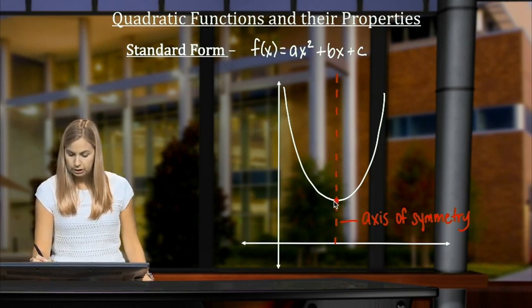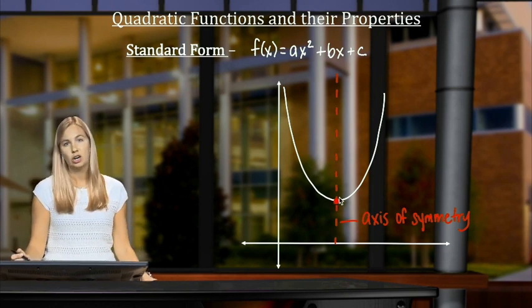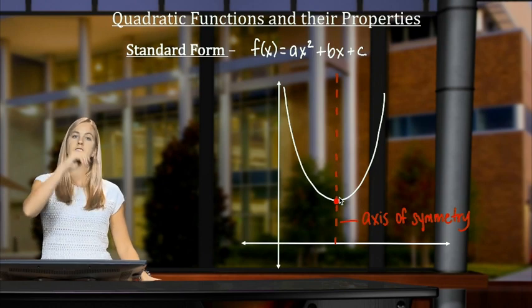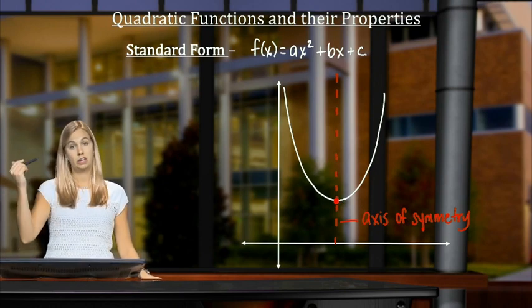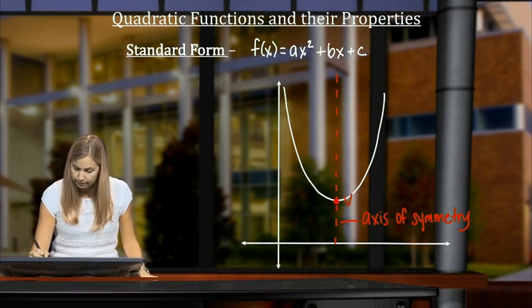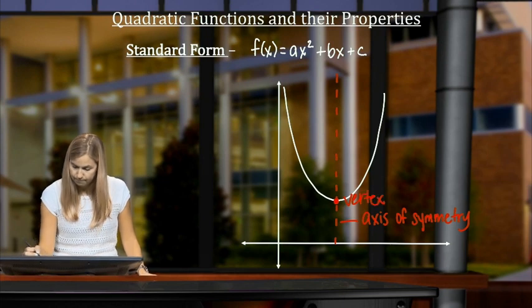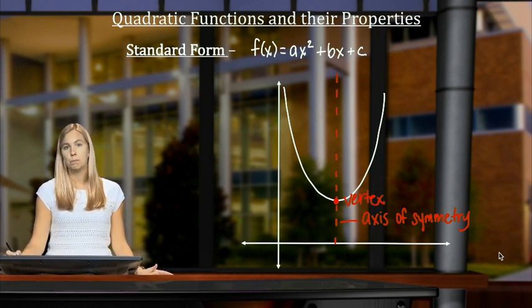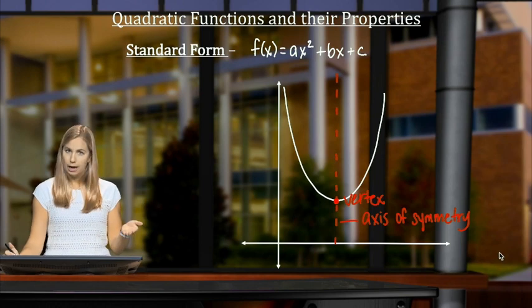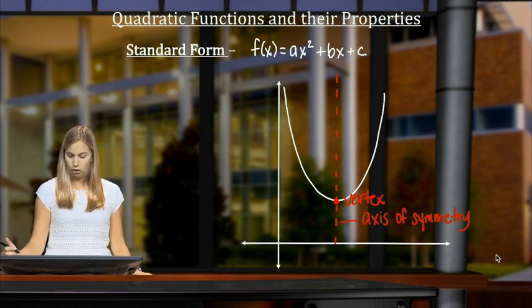Now there's also a very special point on every parabola, and that's either at the very bottom, or if we envision the parabola opening the other direction, at the very top. This is called our vertex. Now our vertex is so important because, as I mentioned, it's either the very bottom of the graph or the very top of the graph.